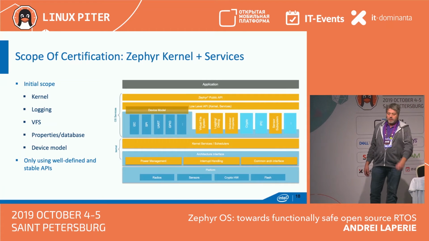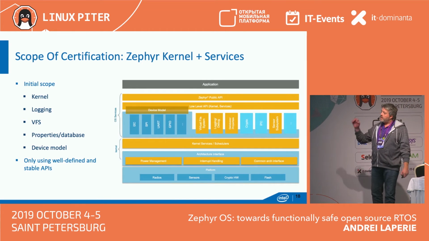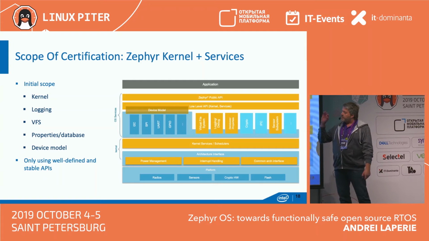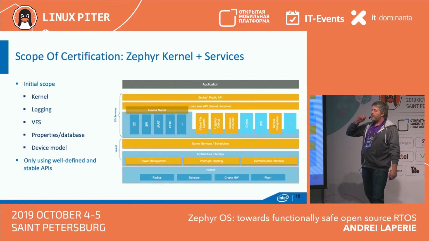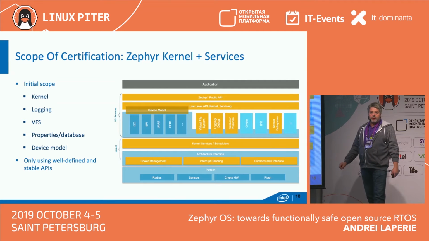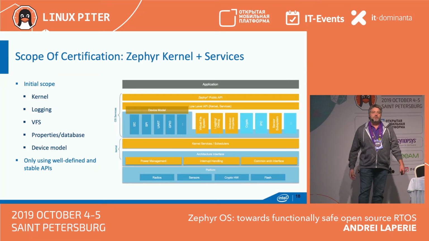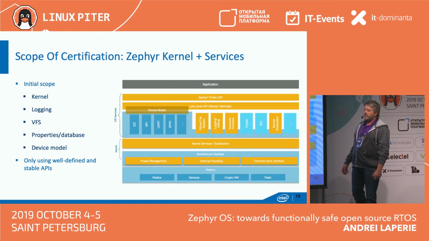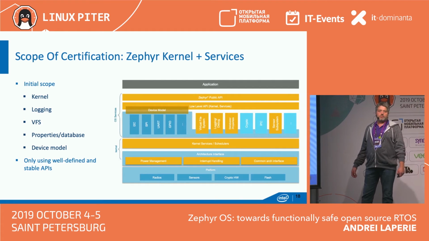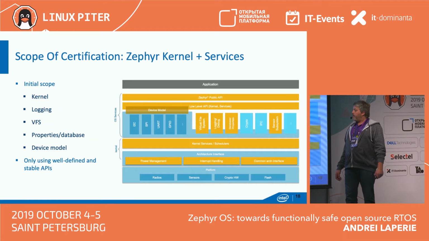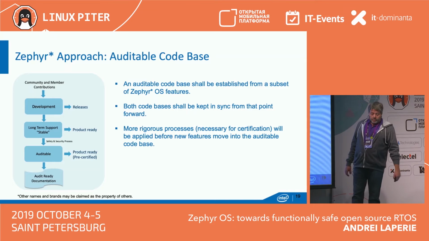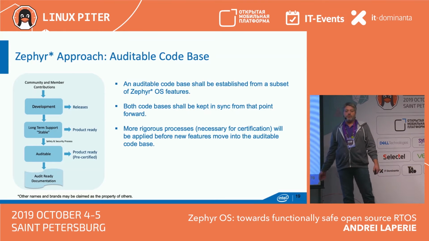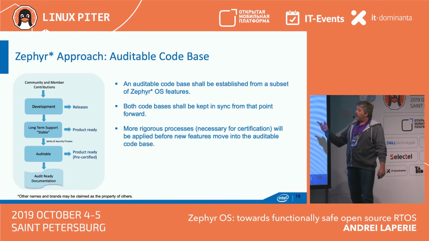Scope of certification. We do not plan to certify now anything but the kernel and basic functions such as logins, file systems, databases for parameters, VFS, properties database, and support of the device model to have a functionally safe kernel. The certification of a network stack is out of the question. Titanic efforts, no one would like to do that. And we plan to use only stable API, because after certification, it will be very challenging to change anything whatsoever.